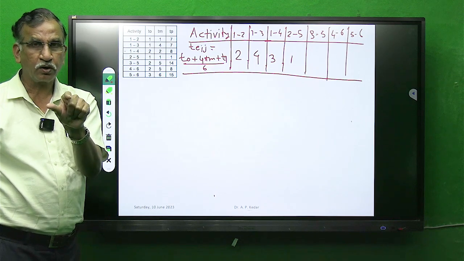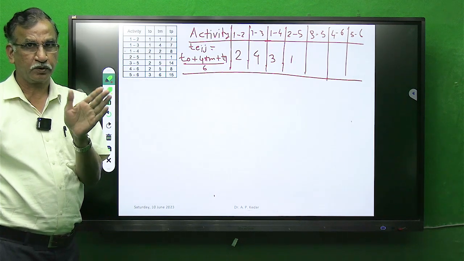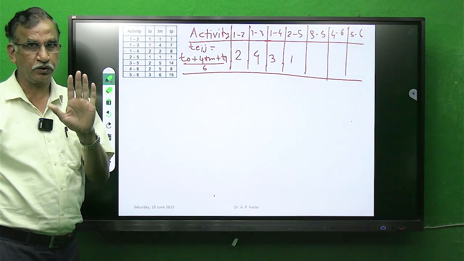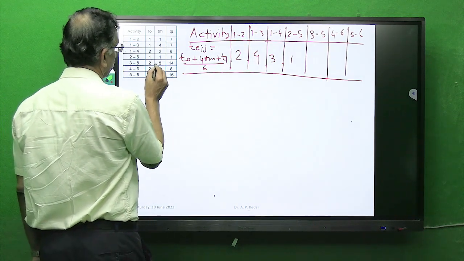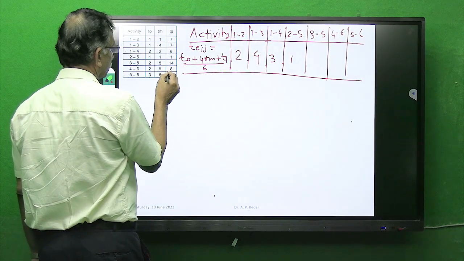Tm, or when all values are the same, your Tij is the middle value Tm. Keep that in mind. Now here it will change. Here the difference is vast.